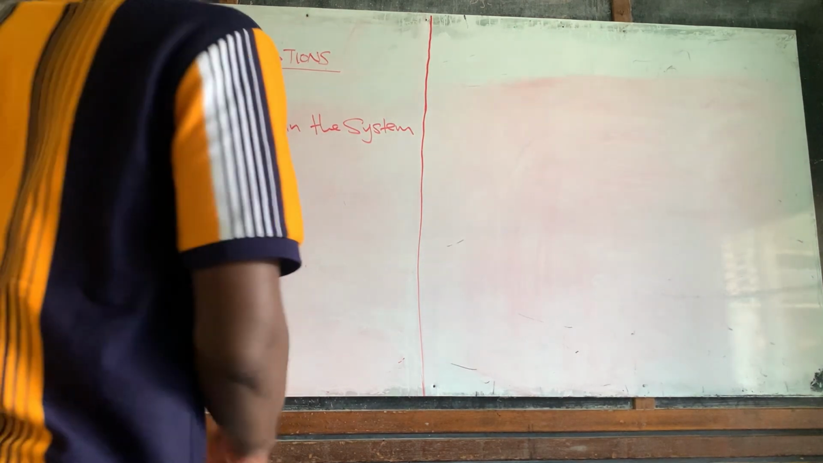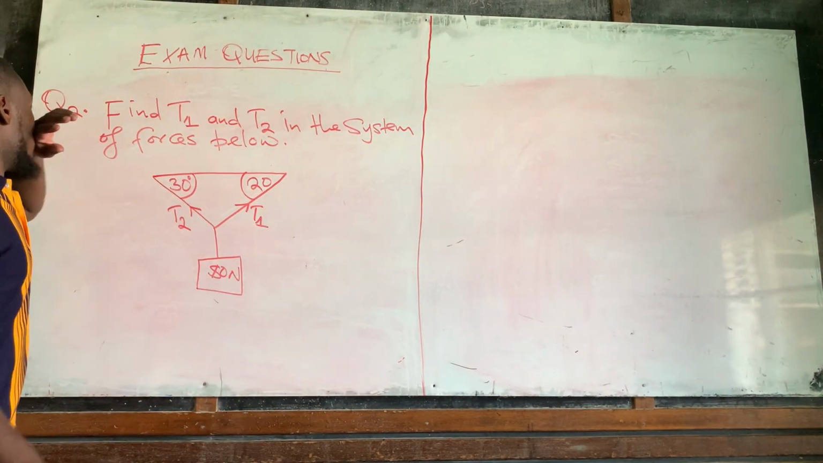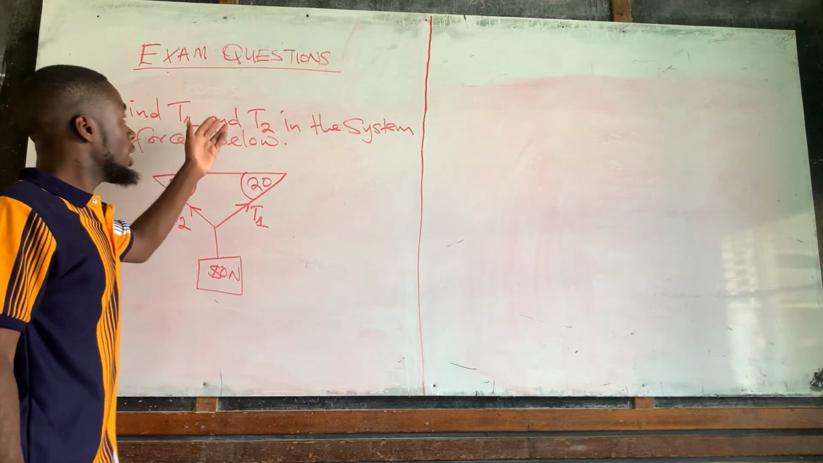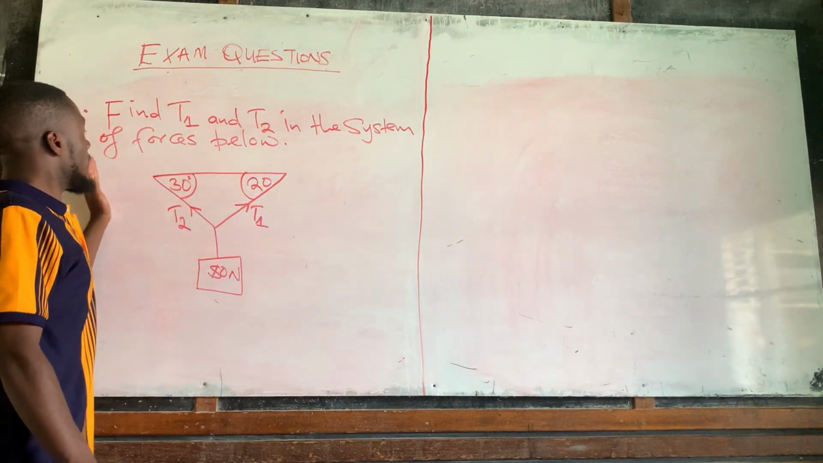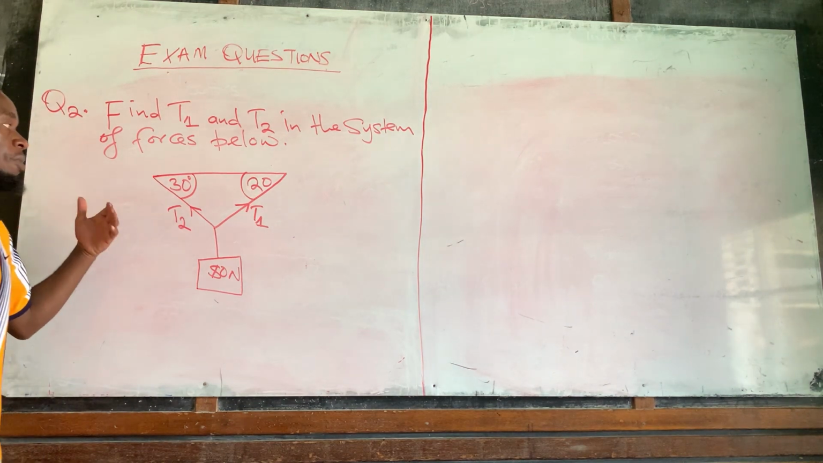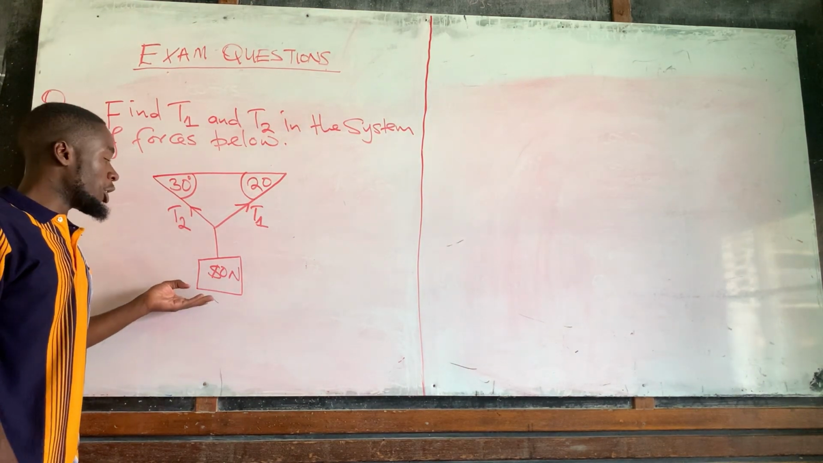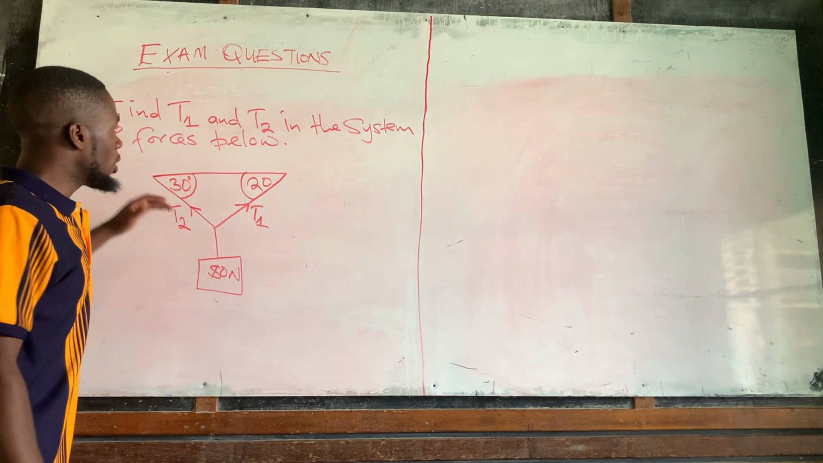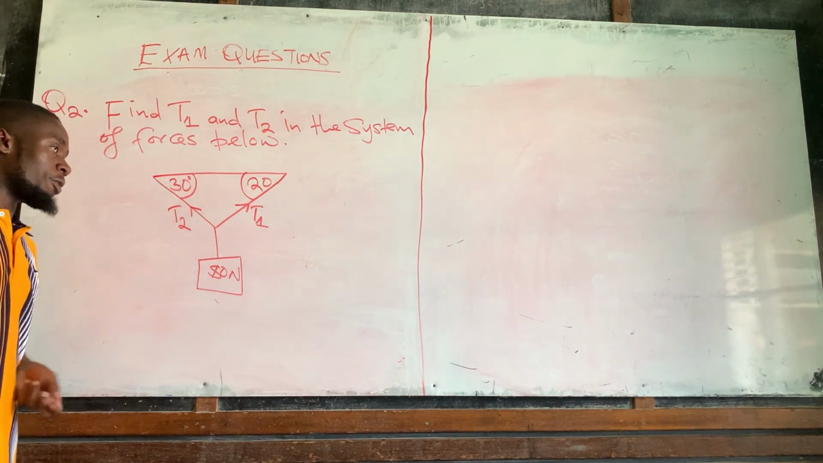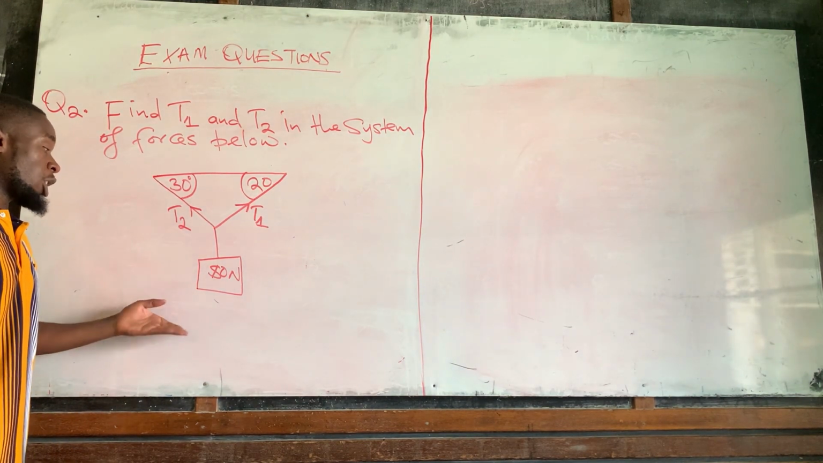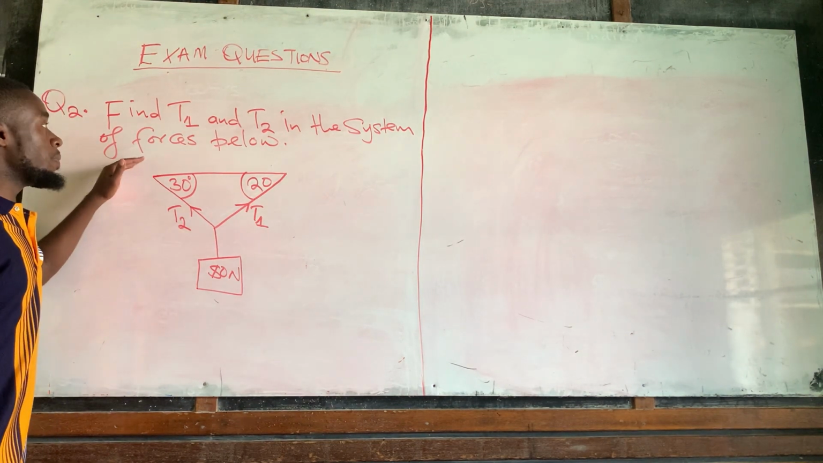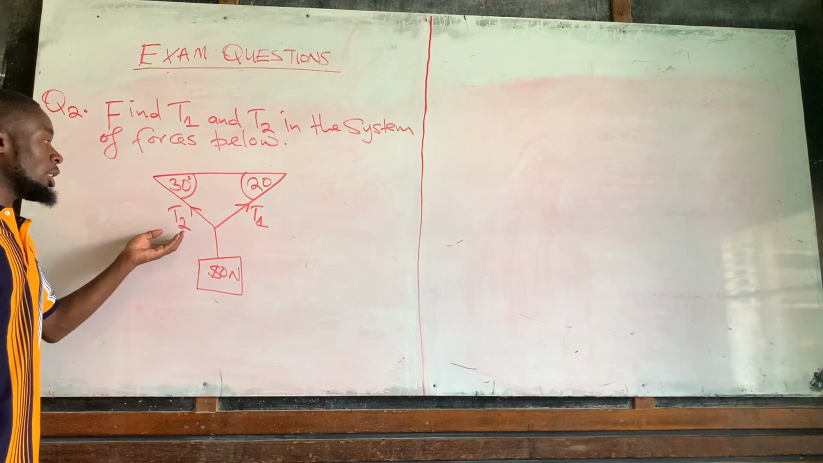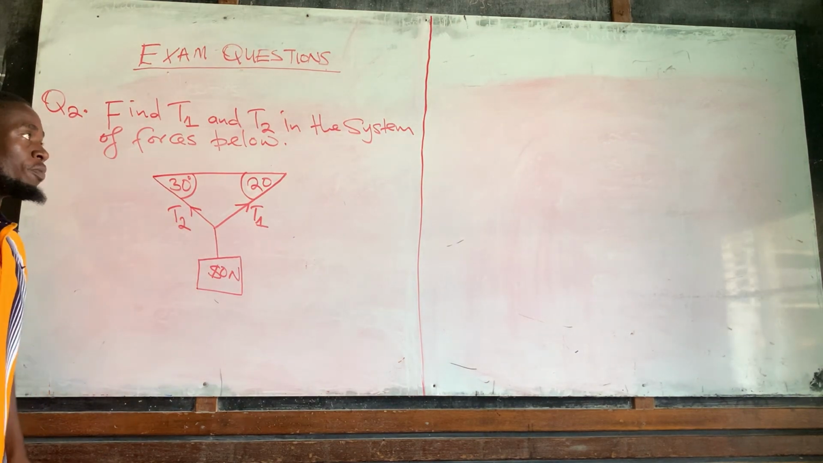Okay, here let's do question number 2. So question number 2 is find T1 and T2 in the system of forces below here. So we expect this question to come in the exam. This question usually comes in the exam and carries a lot of marks, somewhere around 9 marks. So we need to find this T2 and T1 in the system of forces below here.